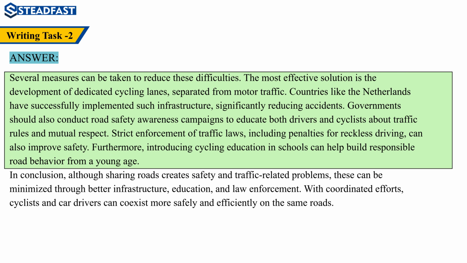Several measures can be taken to reduce these difficulties. The most effective solution is the development of dedicated cycling lanes, separated from motor traffic. Countries like the Netherlands have successfully implemented such infrastructure, significantly reducing accidents. Governments should also conduct road safety awareness campaigns to educate both drivers and cyclists about traffic rules and mutual respect. Strict enforcement of traffic laws, including penalties for reckless driving, can also improve safety. Furthermore, introducing cycling education in schools can help build responsible road behavior from a young age.